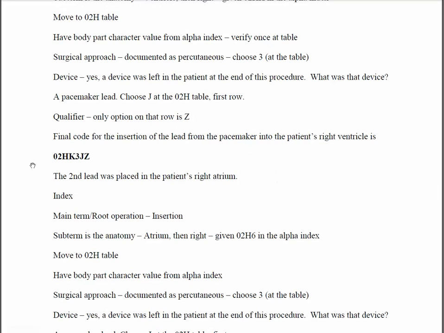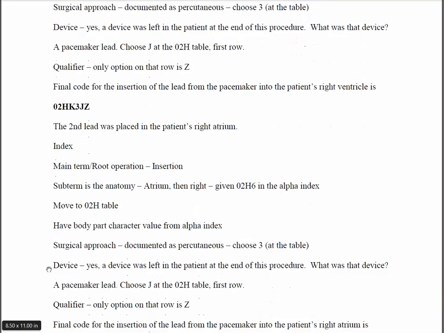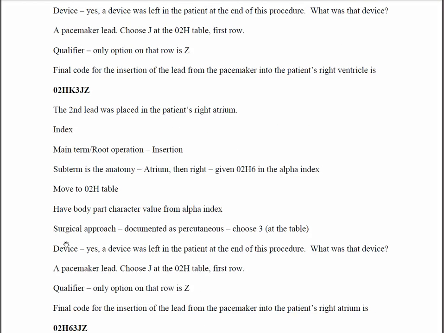Then the last code is for the lead being placed in the patient's right atrium. The same indexing pathway. The main term, root operation, is insertion. Then the anatomy is your second step. Atrium, then right. You're given 02H6 in the alpha. You move to the 02H table. You review and check your body part value. It's still going to be 6.